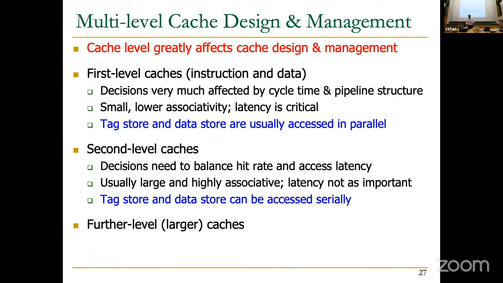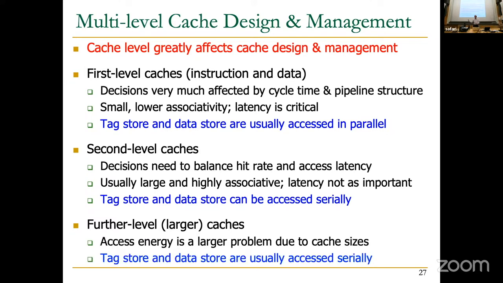At the second level, tag store and data store can be accessed serially, and depending on the design decisions and how big your second level is, in modern processors, they're accessed serially. But now if you go to the next outer levels, where your cache is, let's say, 48 megabytes, 64 megabytes, even larger potentially, access energy becomes an even larger problem due to the size of the cache. And tag store and data store are usually accessed serially to save energy in that case. Access latency is less of a problem at that point because you already waited so long. Maybe you can wait another 5 cycles, right, from the processor's perspective. So that's the trade-off, basically.